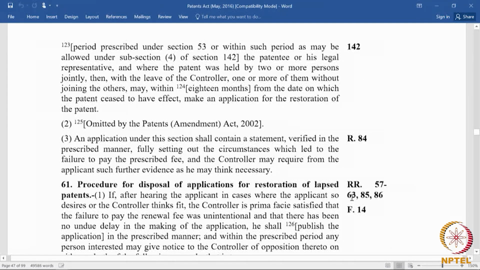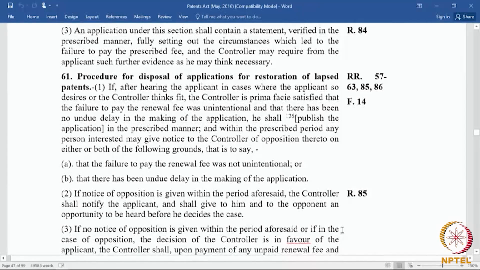Now, the application should contain a statement verified in the prescribed manner, fully setting out the circumstances which led to the failure to pay the prescribed fee, and the controller may require the applicant to provide such evidence. The controller can ask for further evidence. Now, there is a procedure which is mentioned in section 61.